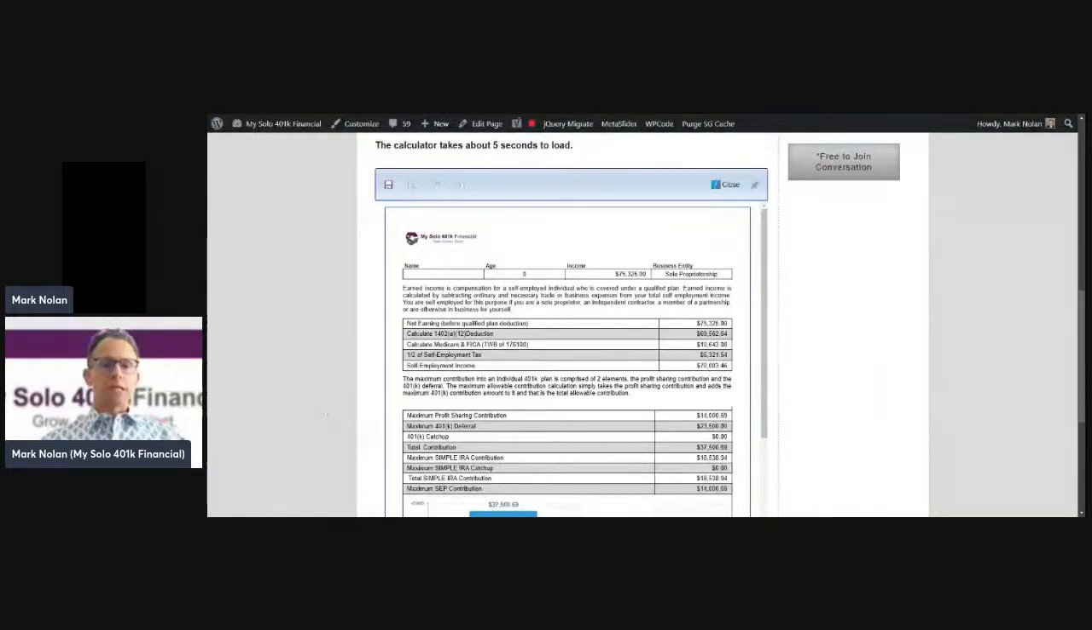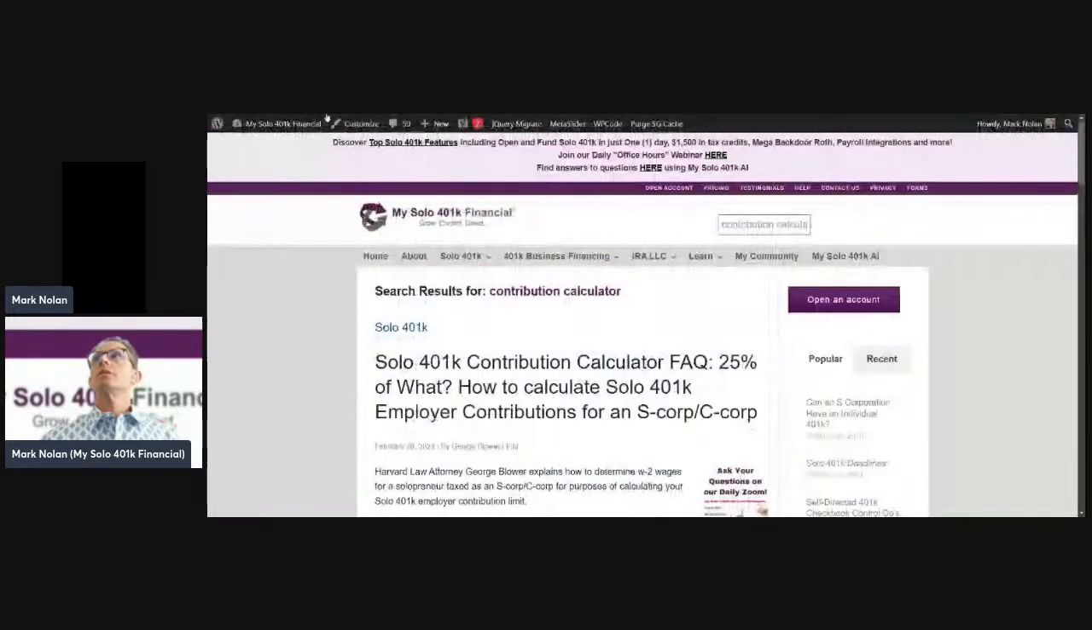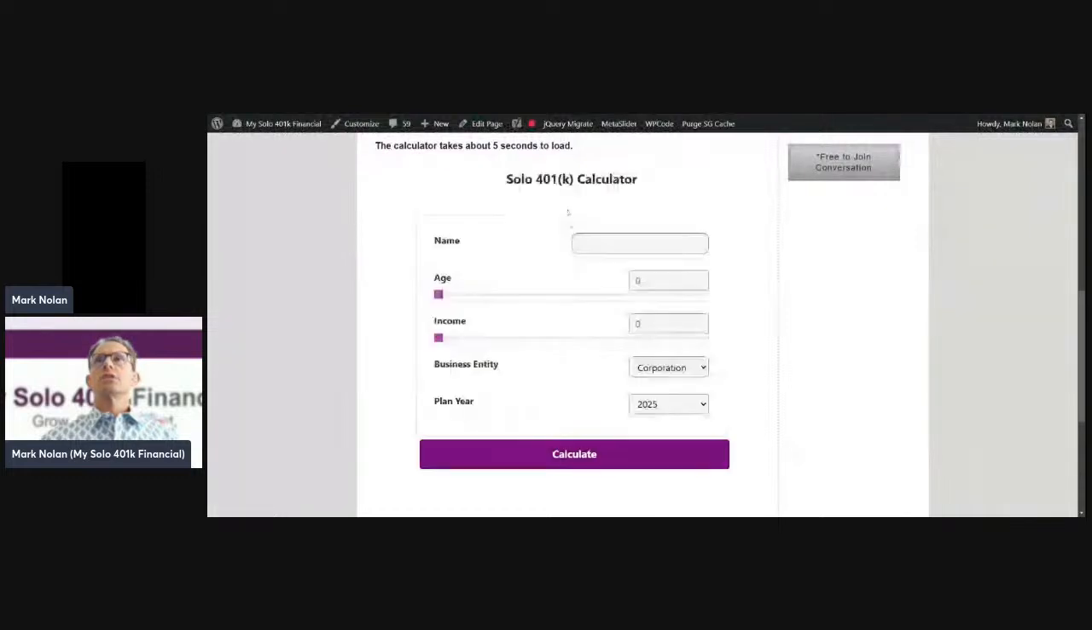Okay, so let's do an example of $50,000 as well for 2025. So you can see the difference in amounts. So we're going to plug in $50,000 of line 31 Schedule C income. We're going to select sole proprietorship. Again, this is for plan year 2025. We'll click on calculate.